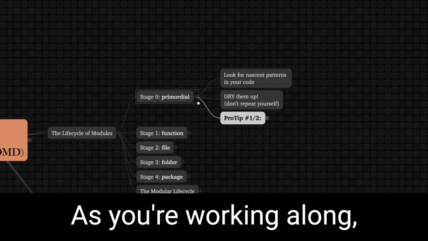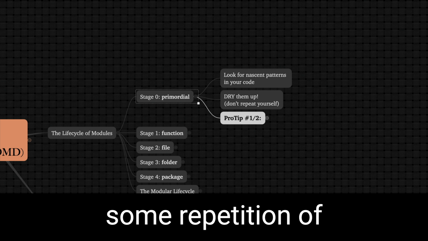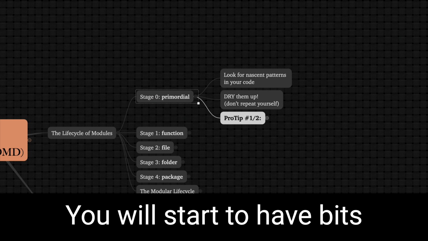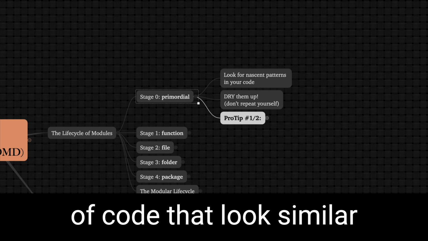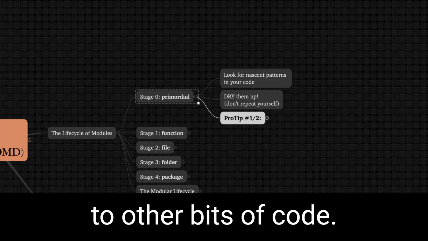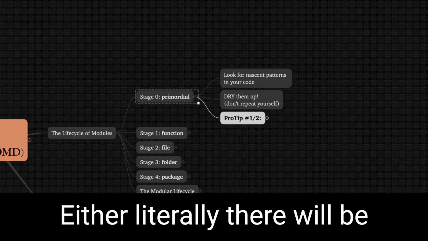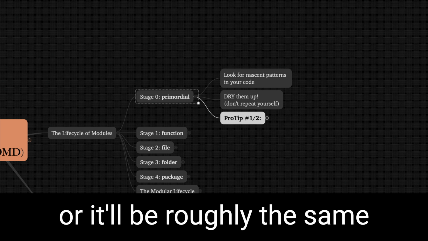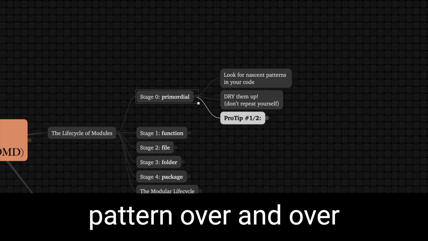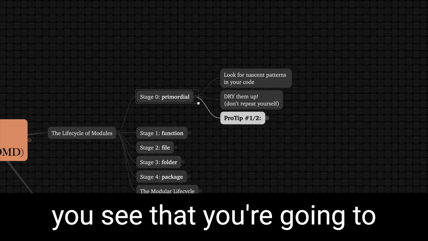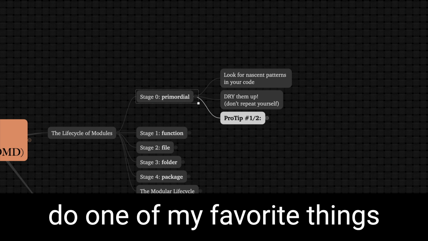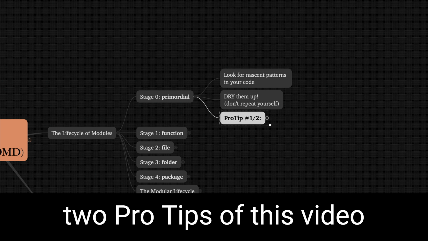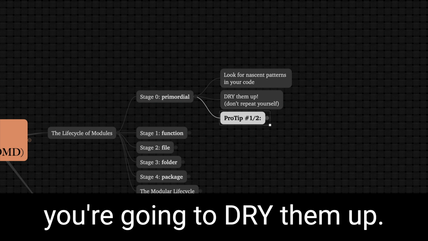As you're working along, you will start to have some repetition of some sort or another. You will start to have bits of code that look similar to other bits of code. Either literally there will be outright repetition over the same string of characters, or it'll be roughly the same pattern over and over multiple times. And when you see that, you're going to do one of my favorite things, and this is the first of the 2 prototypes of this video. You're going to dry them up.